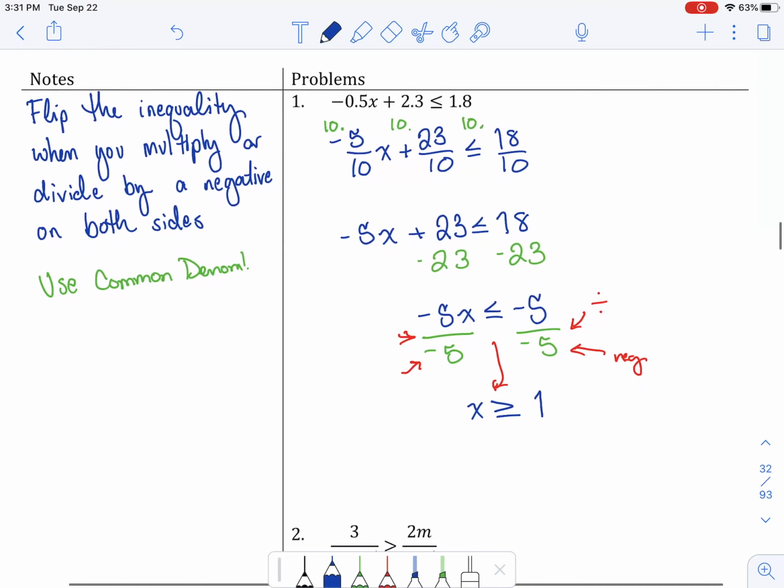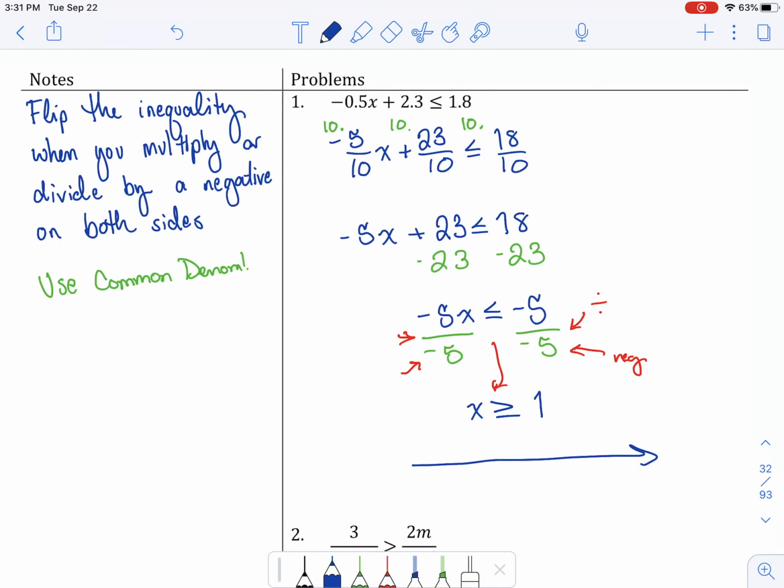If I want to graph this on a number line, we then put a filled in dot at 1. And x is larger, so we're going to color in all the points that x could be, which is all the numbers larger than or equal to 1.